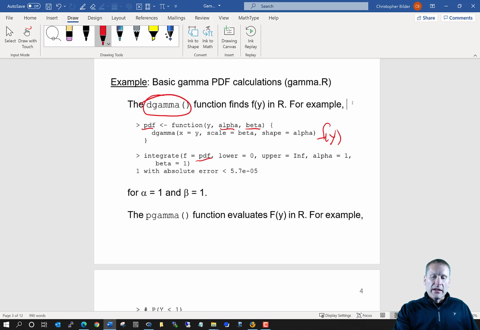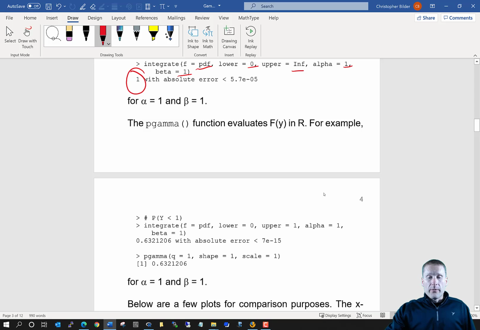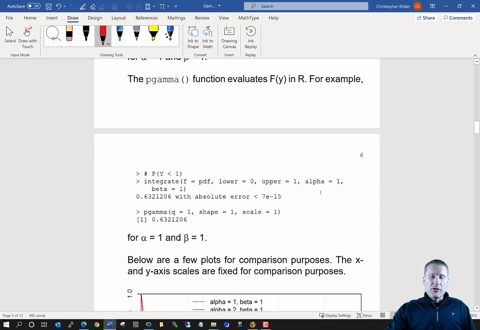And if I were to then integrate this PDF from 0 to infinity, and let's say I choose an alpha and beta of 1, I could have chosen something else. Guess what? I get this to integrate to 1, as we would expect. To actually calculate the CDF in R, we can use the pgamma function. So if I wanted capital F of 1, in other words, the probability y is less than 1, I can use the pgamma function. The quantile is, let's say, 1, corresponding to that right there. Sorry to have so many 1s floating around.